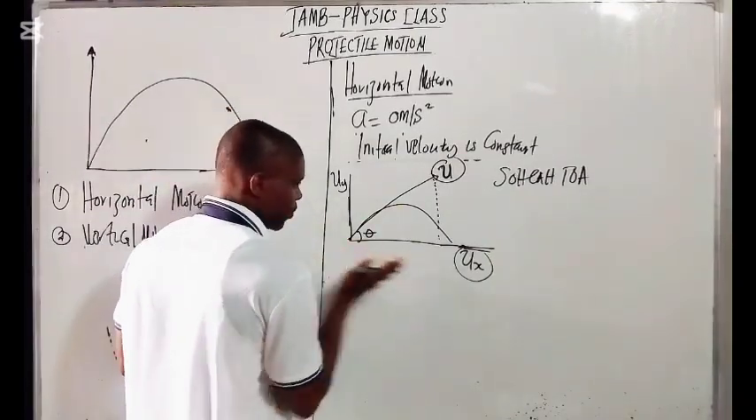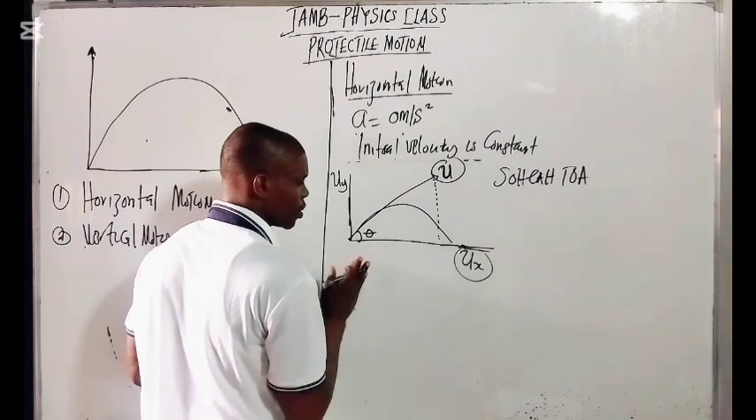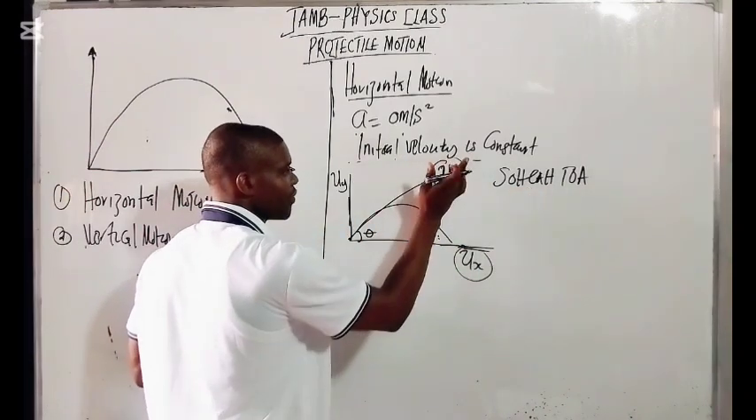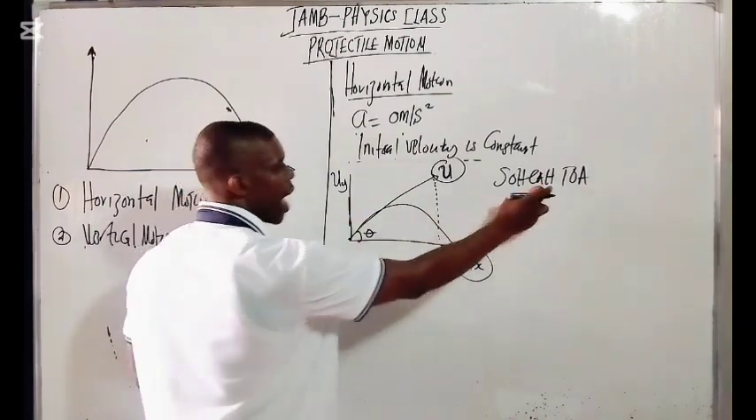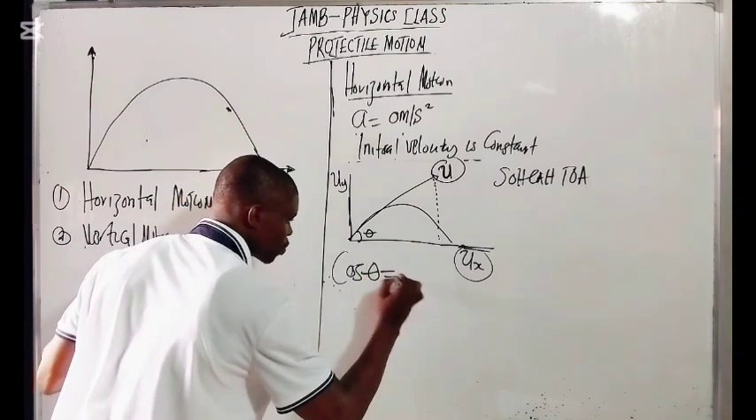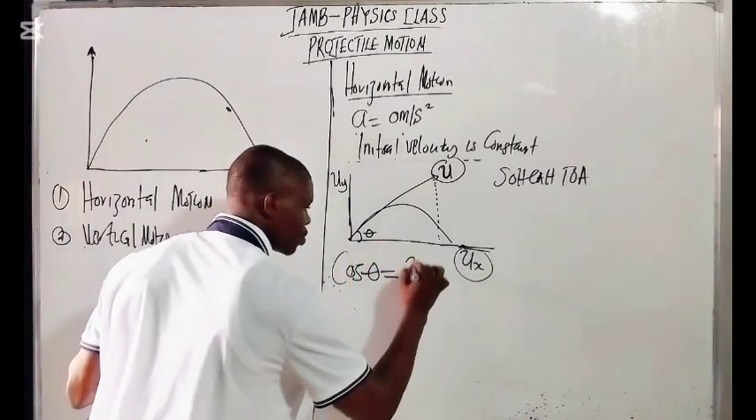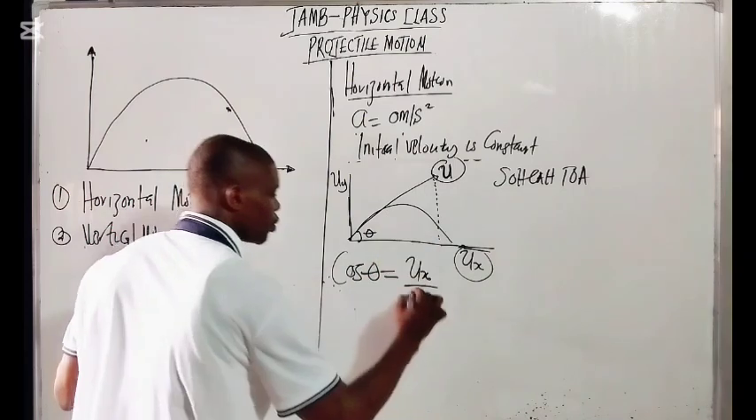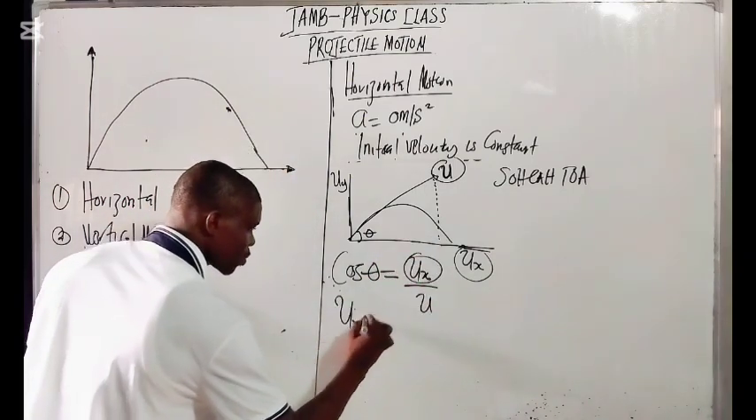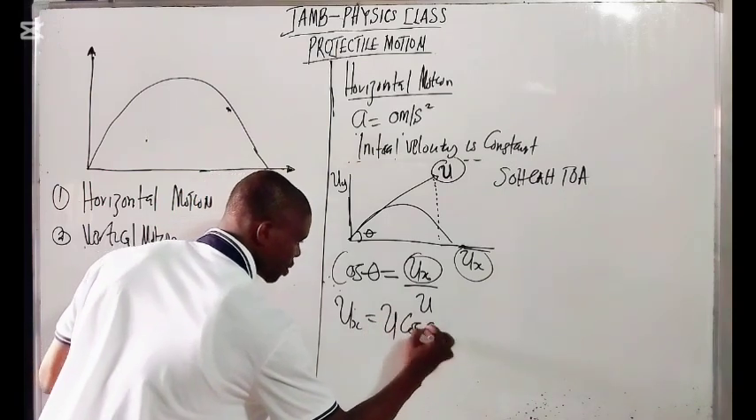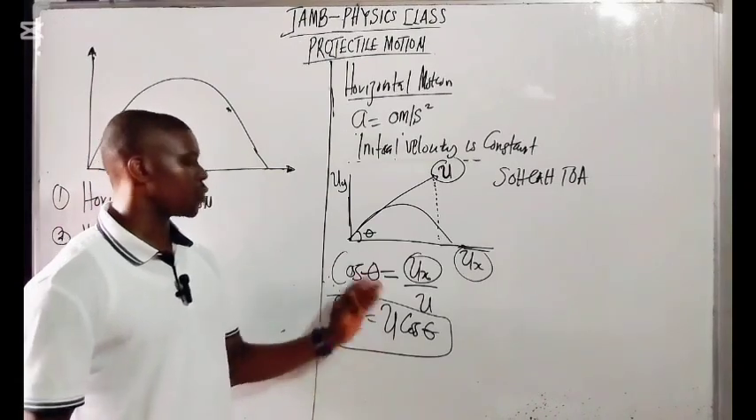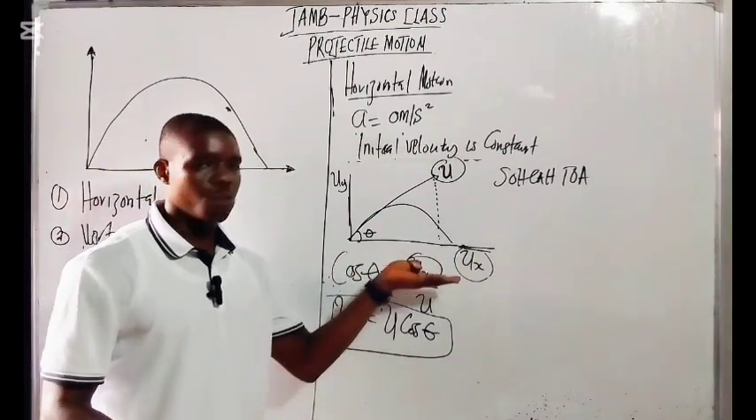So here is the horizontal, which is my adjacent. Then this one here, the initial velocity, is the hypotenuse. So that's why I'm using cos theta. So cos theta is equal to my adjacent, which is ux, over u. Okay, so if you make this the subject of the formula, you get ux equals u cos theta. So now this is the formula for horizontal motion, right?